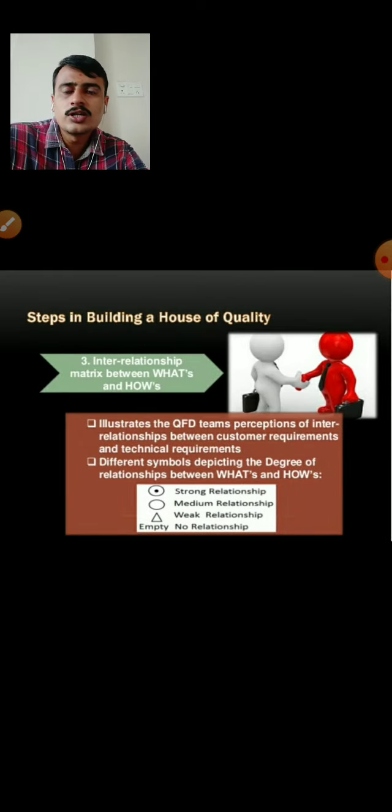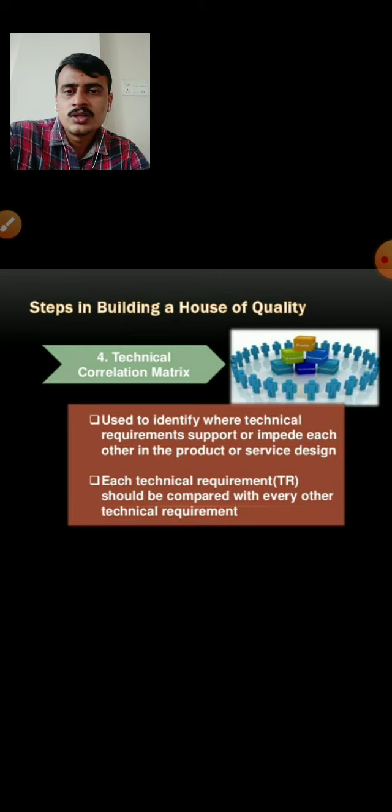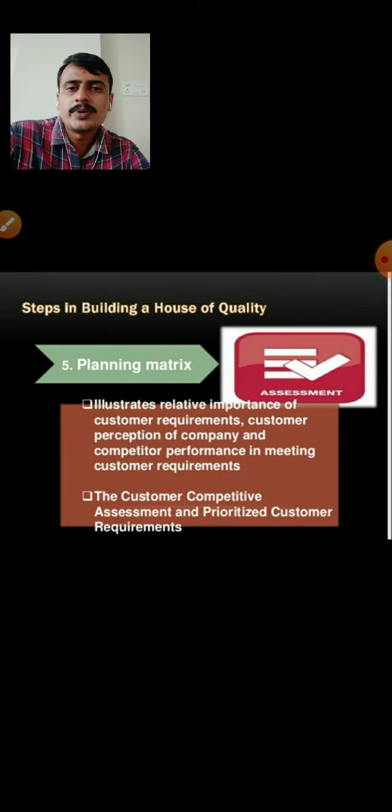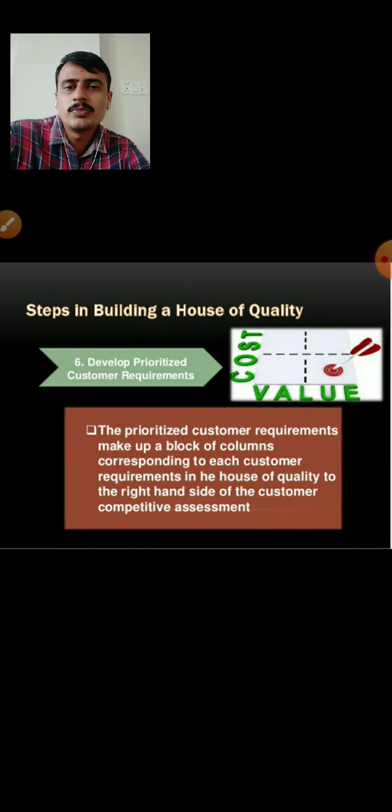Third is the interrelationship between what and hows, that means customer requirement and technical requirements. So here we will see the different symbols of strong, medium and weak relationship. Then technical correlation matrix, then planning matrix, and last development of customer requirement, how to develop customer requirement. Thank you.